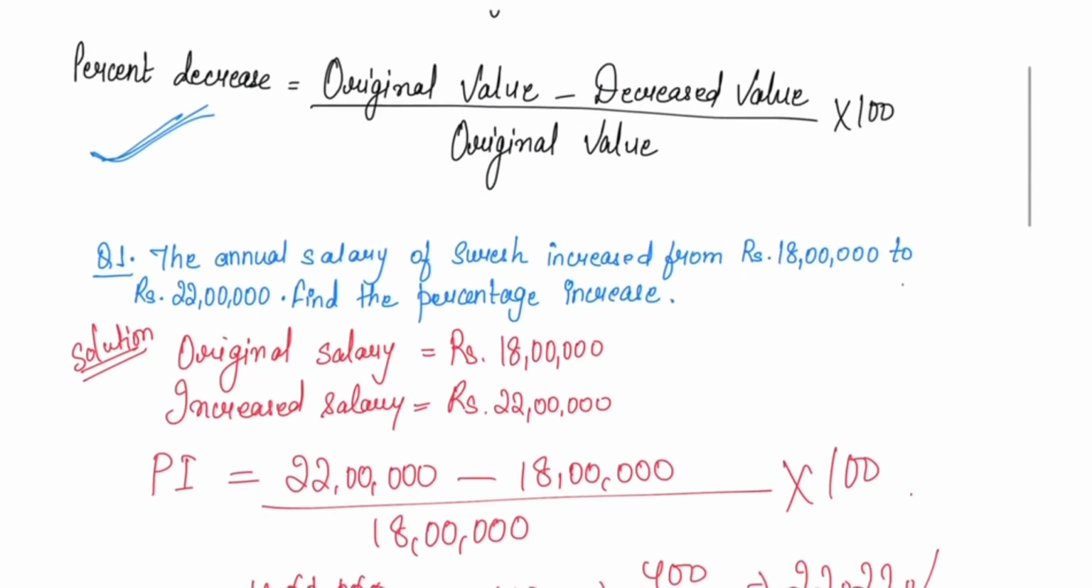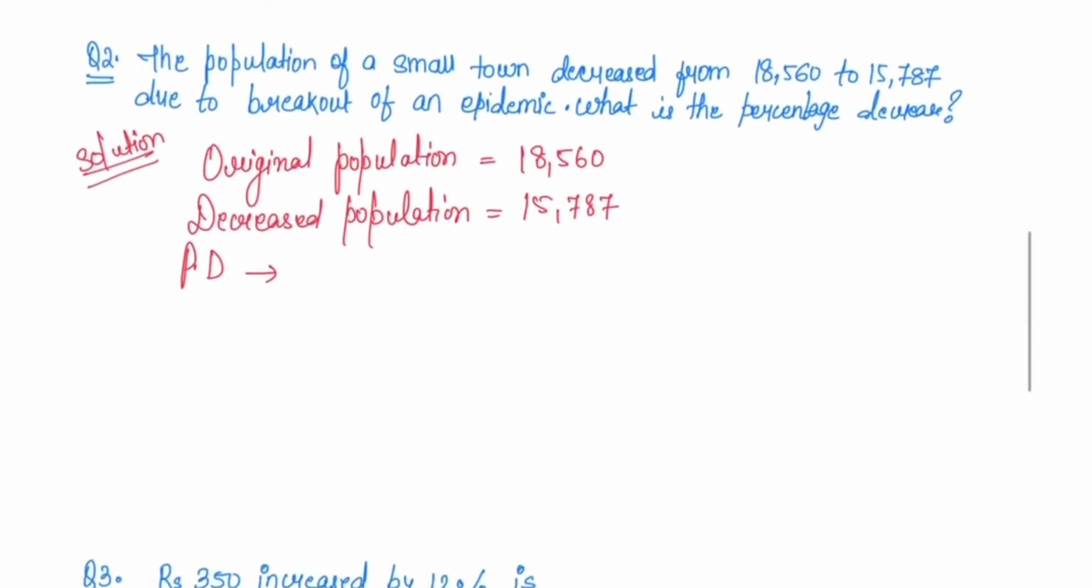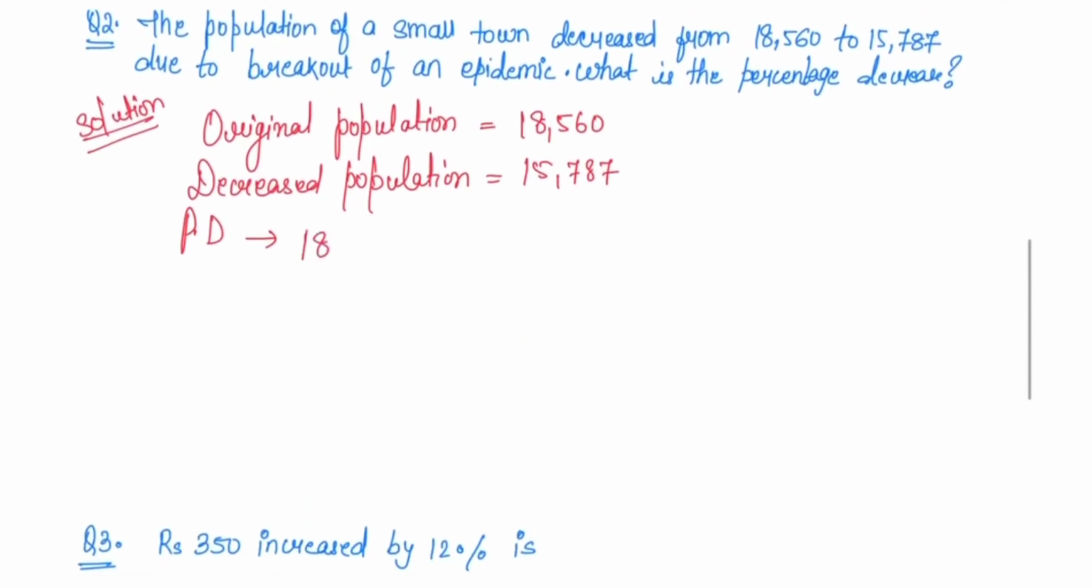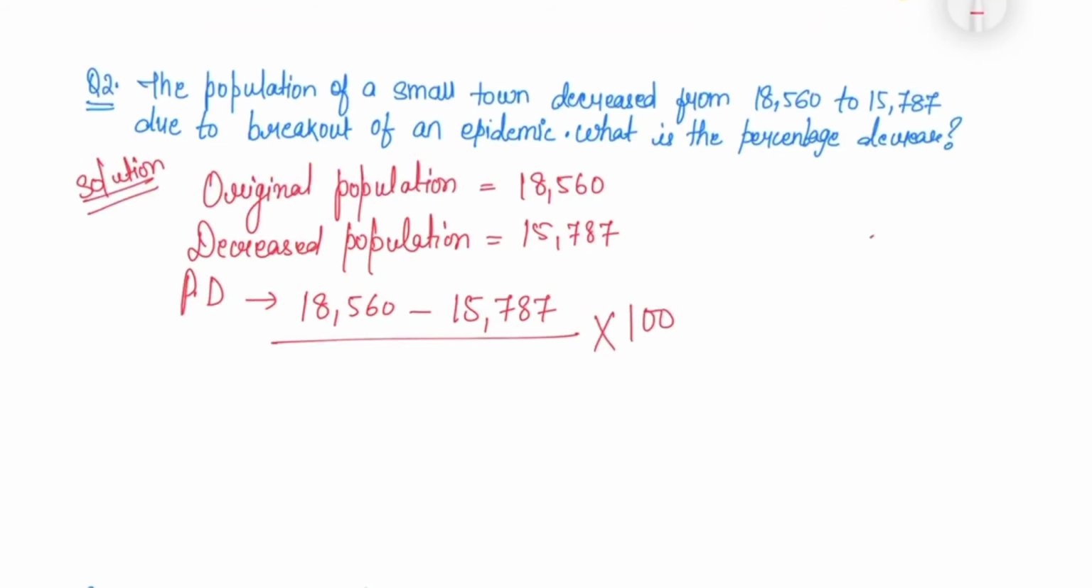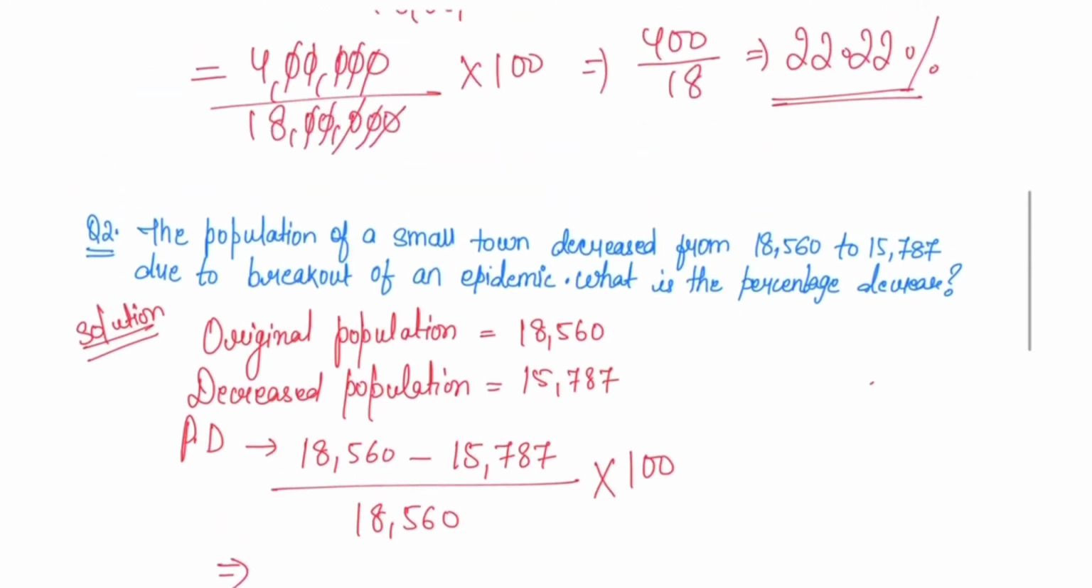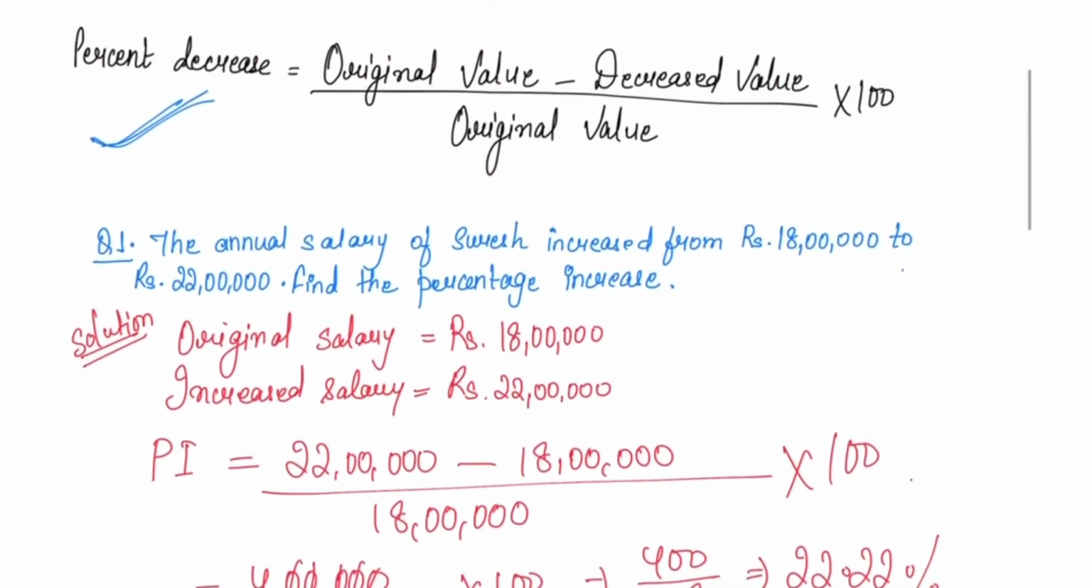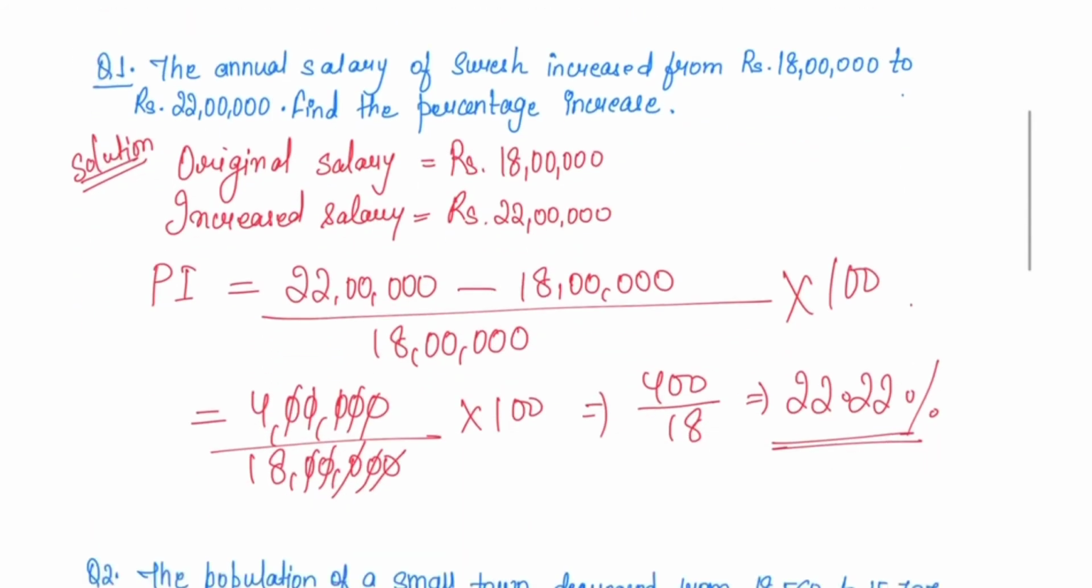Original value minus decreased value. Okay, so we'll write the original value, that is 18,560, minus decreased value, that is 15,787, over original value again. So original value, that is, 18,560. Okay, now we'll just solve it further. So we can see we have just written the values according to the formula: original minus decrease over original times 100.